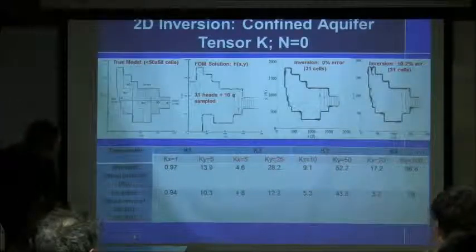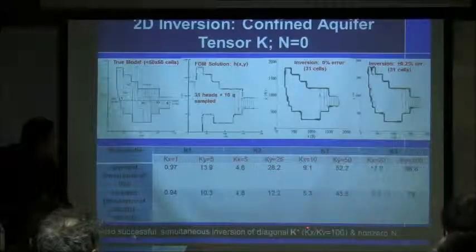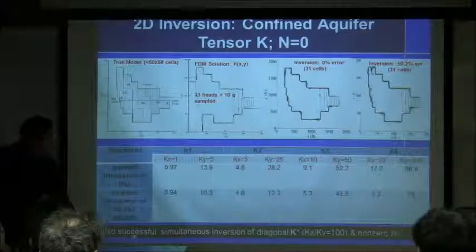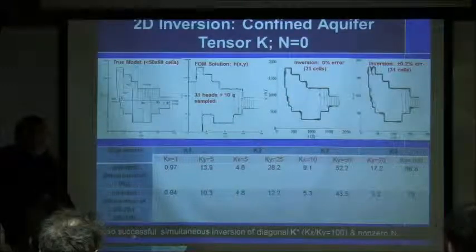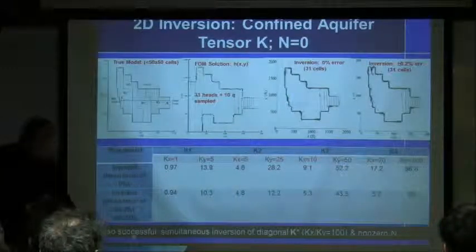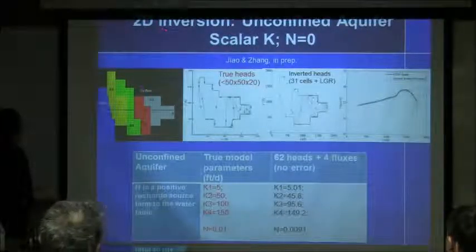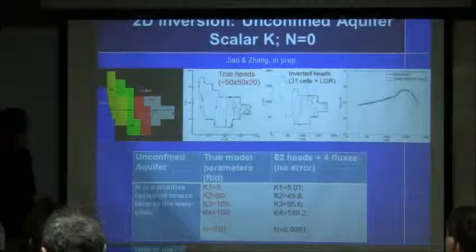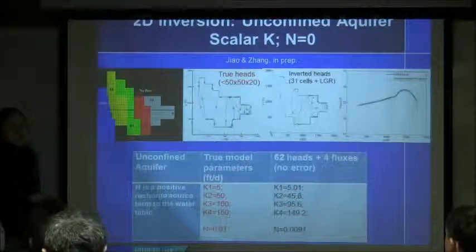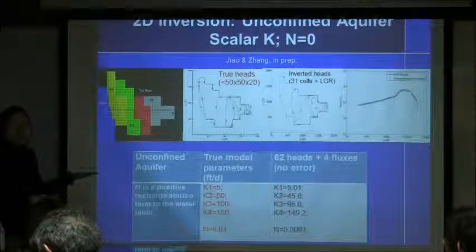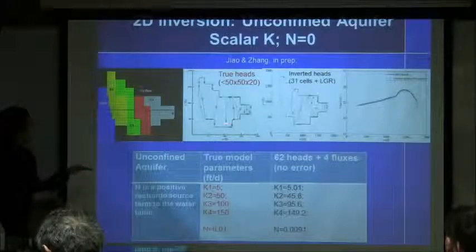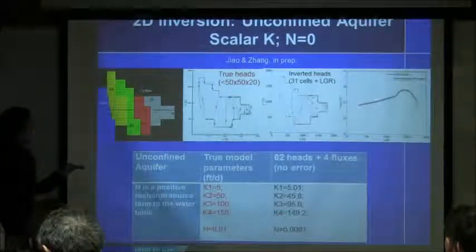But we can do tensor. We have also done simultaneous inversion of tensor as well as non-zero N. This particular problem, N equals 0, but we will skip those results. Unconfined, okay, we also did a 2D with unconfined aquifer, and we just skip over, the results are again very good. The equation is more nonlinear, the system of inversion is more nonlinear, but our inverse solution compares very well with the true model.